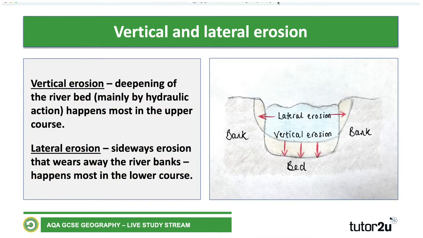Okay, Jim, can we have the next slide up? We've mentioned vertical and lateral erosion, so I thought it was worth recapping what those are. So vertical erosion is that deepening of the riverbed, mainly by hydraulic action. It happens most in the upper course, so it is something that leads to V-shaped valleys, for example. And lateral erosion is that sideways erosion that wears away the riverbanks, happens mostly in the lower course. You can see that on the diagram there. And that's what leads to meander migration.